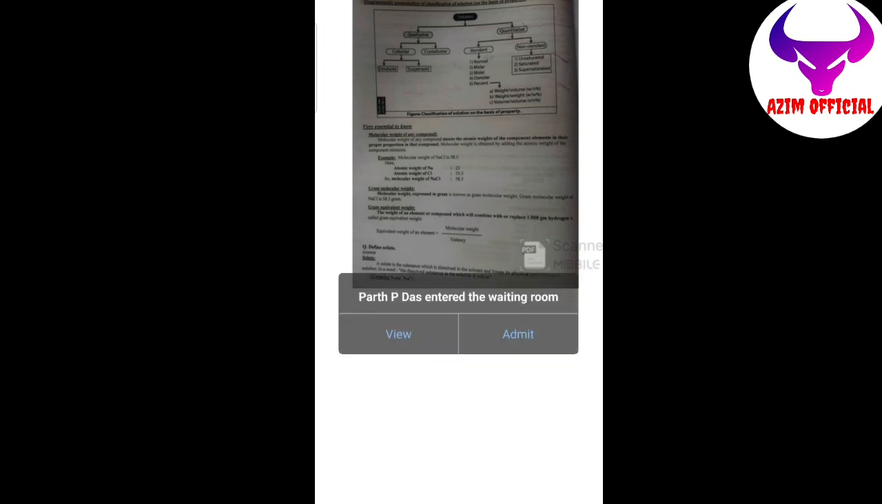Molecular weight of any compound means the atomic weights of component elements in their proper proportion in that compound. Molecular weight is obtained by adding the atomic weights of the component elements. Molecular weight of sodium chloride is 58.5. Here, atomic weight of sodium is 23, as you know. Atomic weight of chlorine is 35.5, very famous atomic number. And molecular weight of sodium chloride is 58.5. So these are the molecular weights.